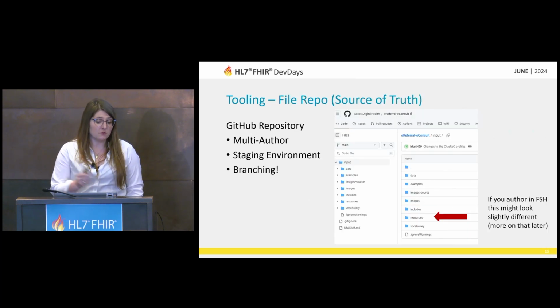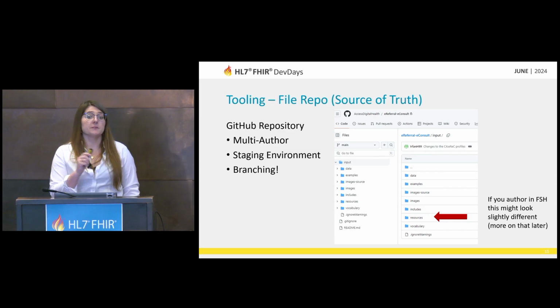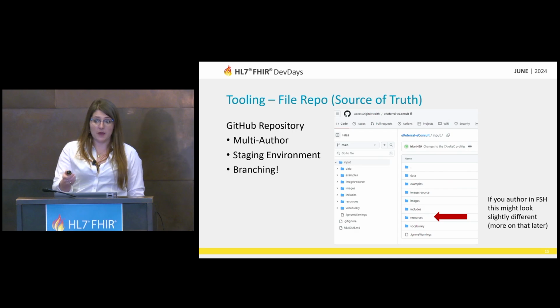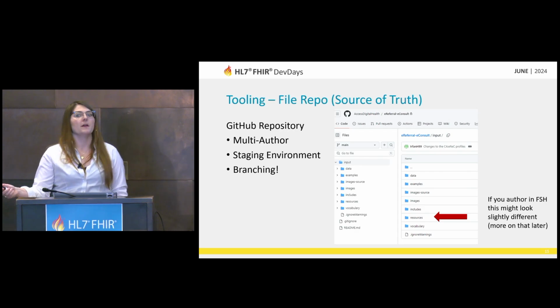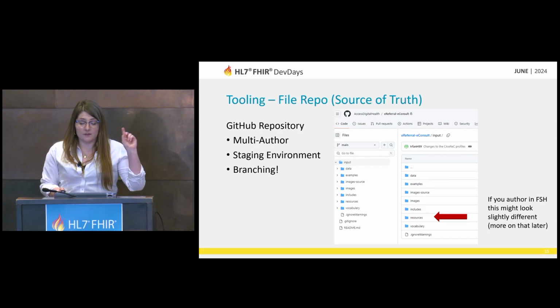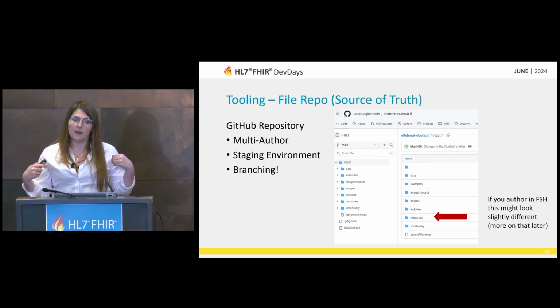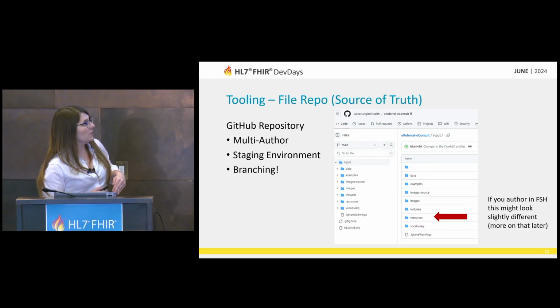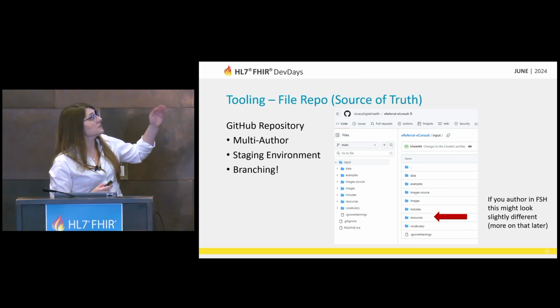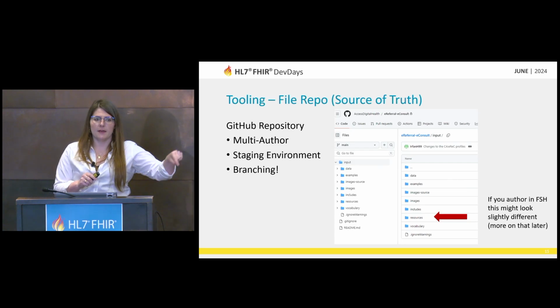So for our source of truth, we use GitHub. It allows for multi-author environments. It allows us to do staging, so it lets us do all that QA. It lets us do the reviews before it goes back to the mothership. And it lets us do branching really well. I'll show you in a minute, there's a sample IG that you can pull down so that your source of truth, if you want to follow this process, looks very similar. It might look a little bit different if you're using the FSH approach, but I have the link in the guide as well.